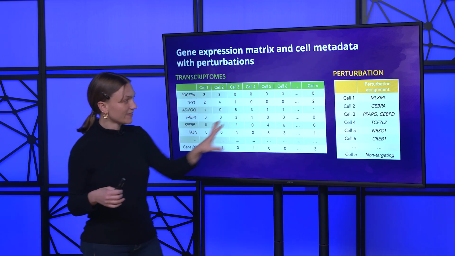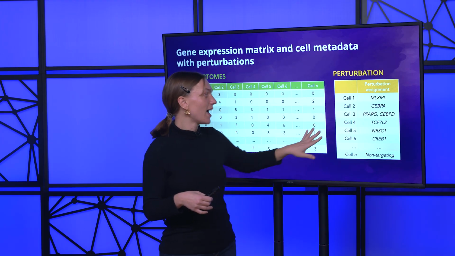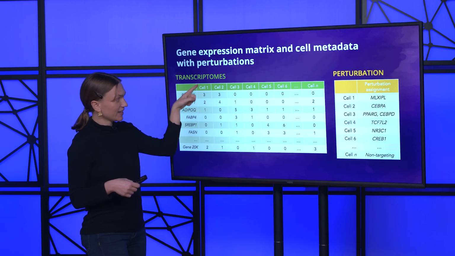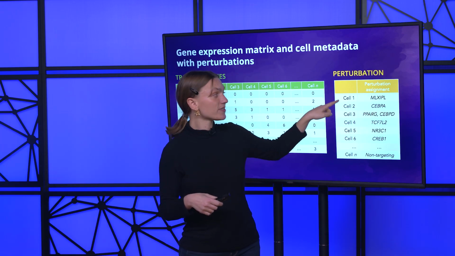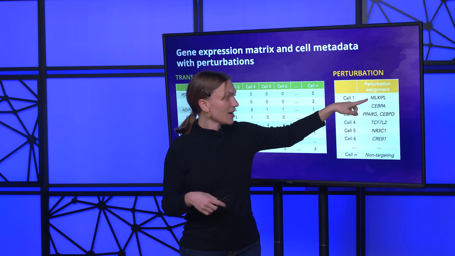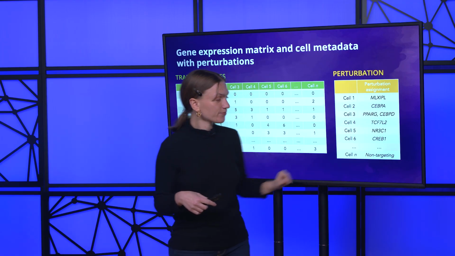So that's one part. And then the second part is this perturbation identity matrix, where we'll be able to say for a given gene expression profile in a given cell, whether that same cell received a perturbation or not, and if it did, what perturbation it received, i.e. what gene was knocked out, or perhaps for cell 3, what pair of genes was knocked out.